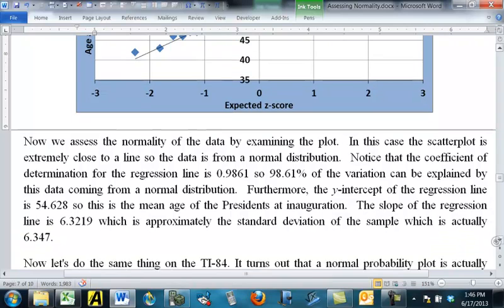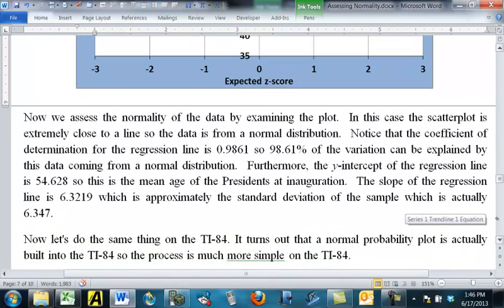That looks like it's normal. Notice that the R-square value of 98.61 tells us that almost 99% of the variation can be explained by just standard variation you would get within a normal distribution. So that means this very likely comes from a normal distribution.